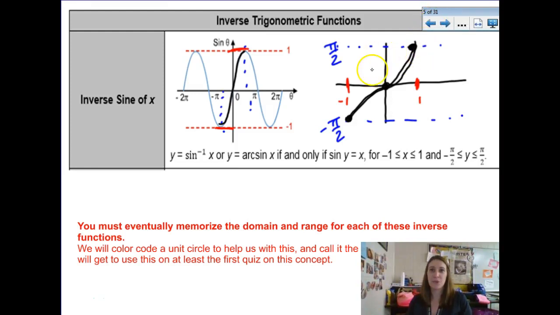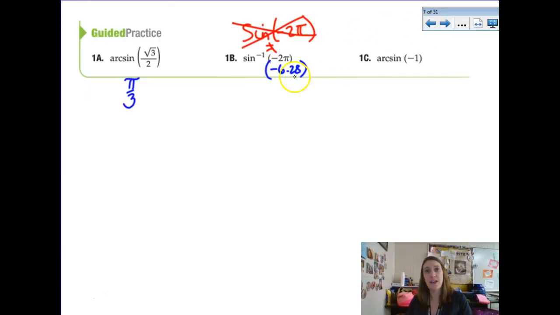So it doesn't, right? Because, or sorry, I should say give me an input. Because it's restricted between negative 1 and 1. So negative 6.28 is far beyond the negative 1. So we're going to say that that value is undefined or does not exist or something like that.